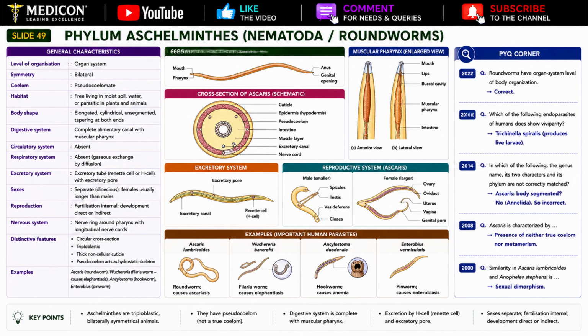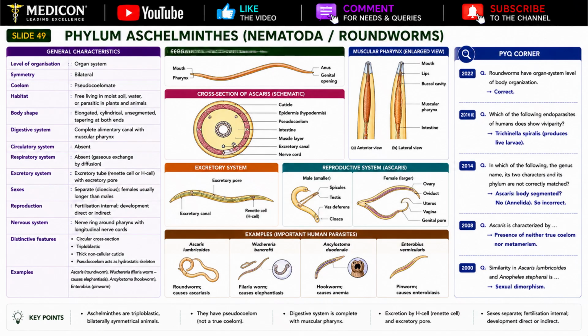Respiratory system is absent, gaseous exchange by diffusion. Excretory system: excretory tube, renette cell or H cell with excretory pore. Sexes separate, that is dioecious, females usually longer than males. Reproduction, fertilization is internal, development is direct or indirect. Nervous system: nerve ring around the pharynx with longitudinal nerve cords. Distinctive features are circular cross section, triploblastic, thick non-cellular cuticle. Pseudocoelom acts as a hydrostatic skeleton.